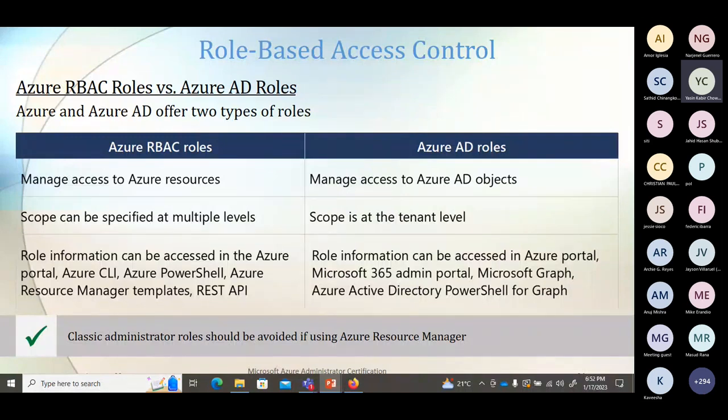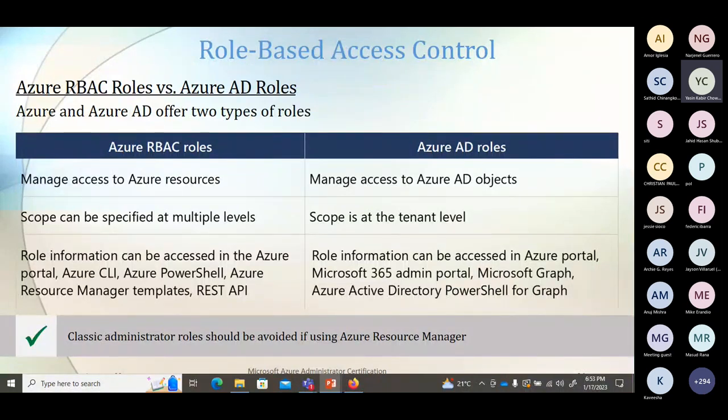Scope can be specified at multiple levels. It can be at multiple levels, meaning a lot of levels are there, and they are working with those levels. And Azure AD, what is that? It has only tenant level. As you know, Active Directory works under the tenant. So there is one level, that is the tenant level.